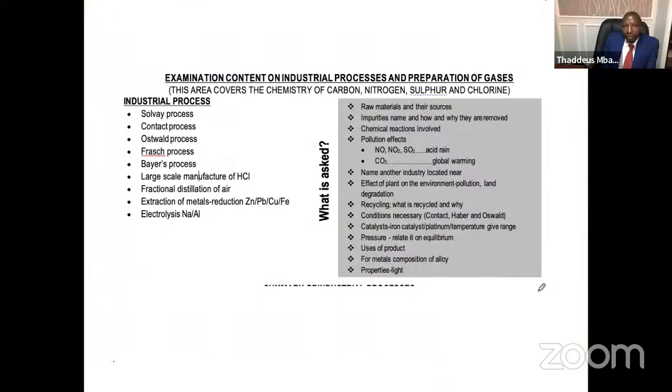Now, we go to examination content. We now go to the question on analyzing flowchart. These ones are very common in your paper 2 exams.